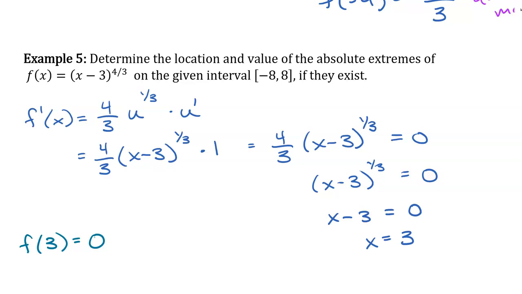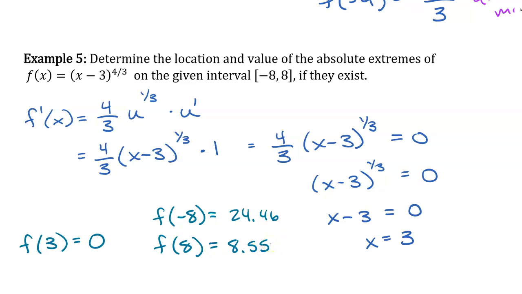So let's check the ends, shall we? The intervals. So f of -8 and f of 8. I want to check both. So put it in your calculator. -8 minus 3 to the 4/3 power will give me 24.46-ish. And same thing to a positive 8, pardon me. That gives me 8.555.